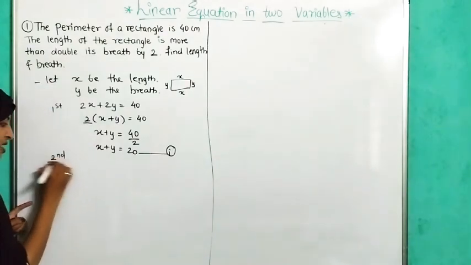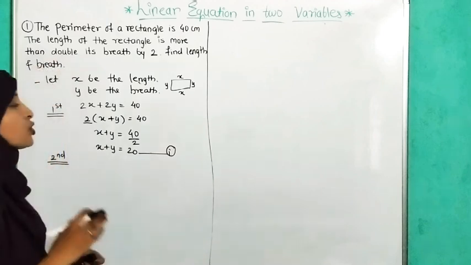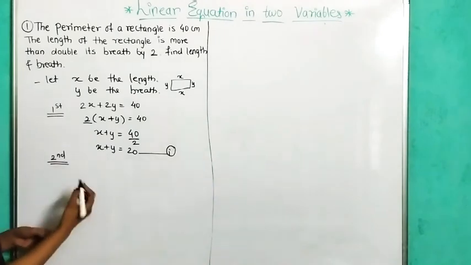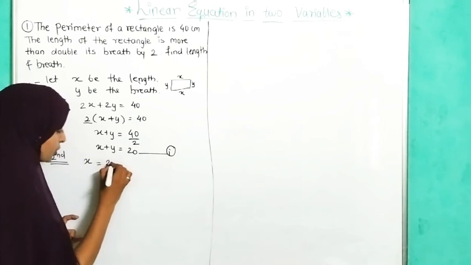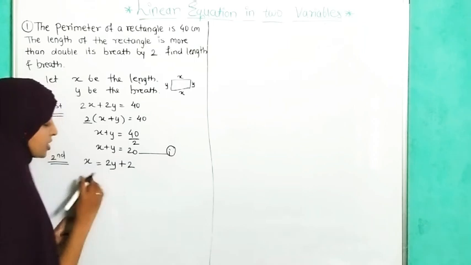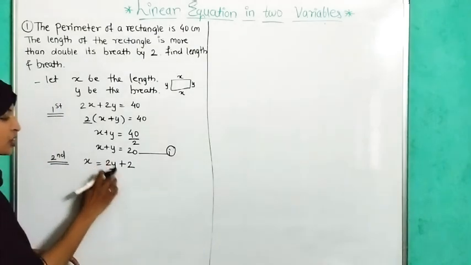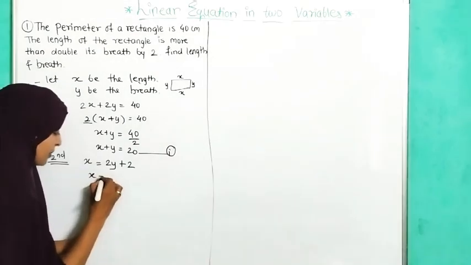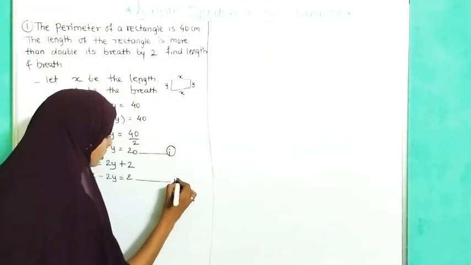Now according to the second condition, they have told us the length of the rectangle is more than double its breadth by 2. That means x, the length of the rectangle, is double y plus 2, so x is equal to 2y plus 2. If we shift the positive 2y here, it becomes negative, so x minus 2y is equal to 2. This is equation number 2.